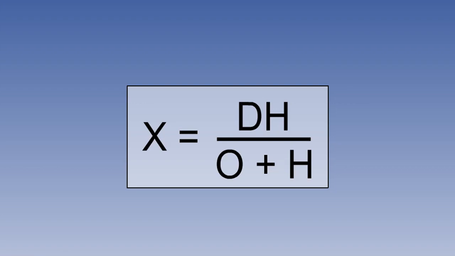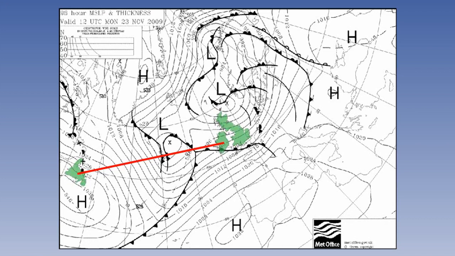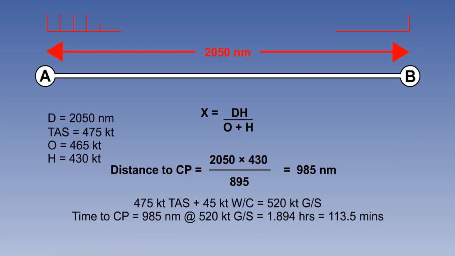Let us summarize what we have covered. Point of equal time, or critical point, can be found from the formula x equals d times H over O plus H. This is the starting point for all point of equal time questions. Some calculations assume a constant wind component all along the route. However, the forecast wind may well vary over the flight. This is not a problem, because the equation deals with this situation as long as the wind change point is assumed to be the critical point.